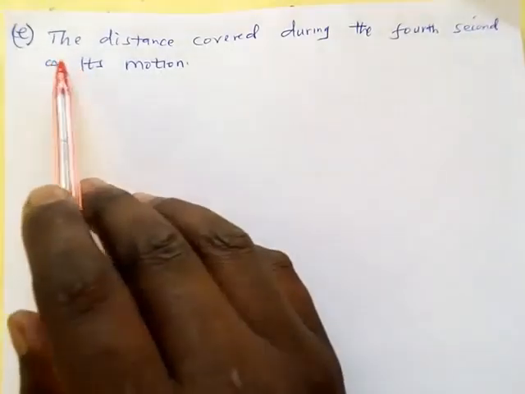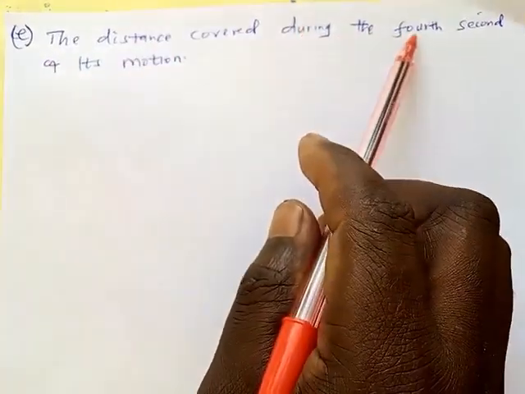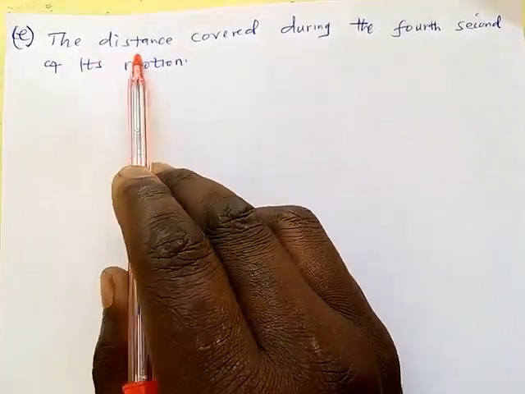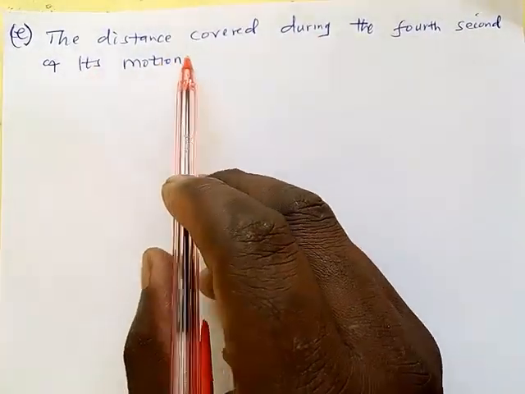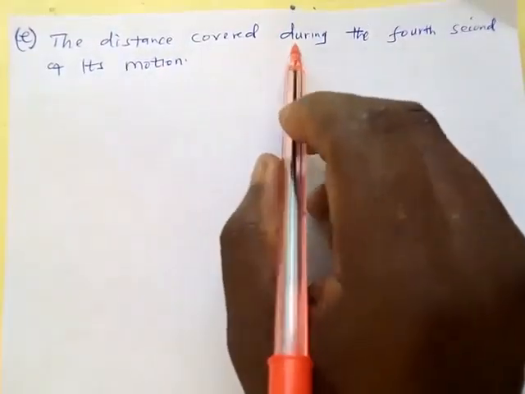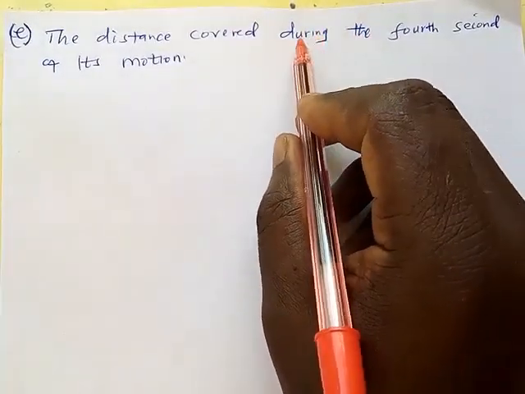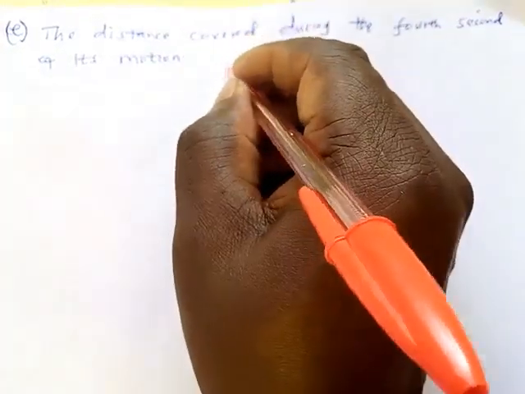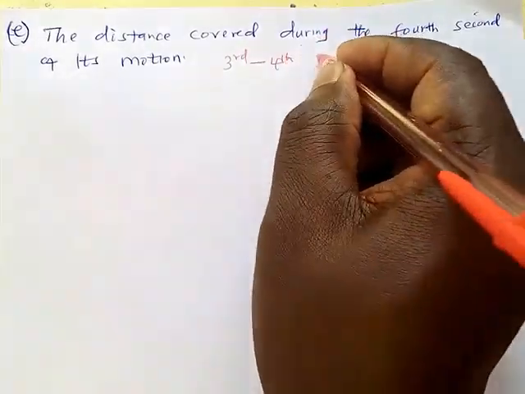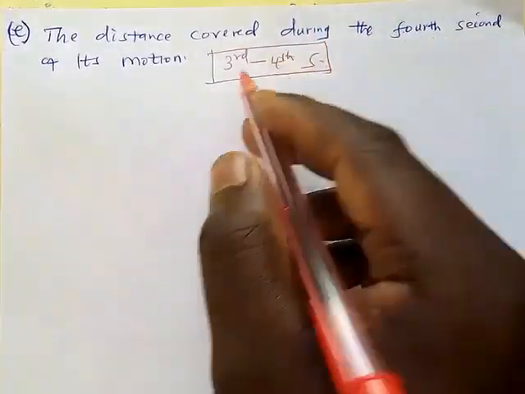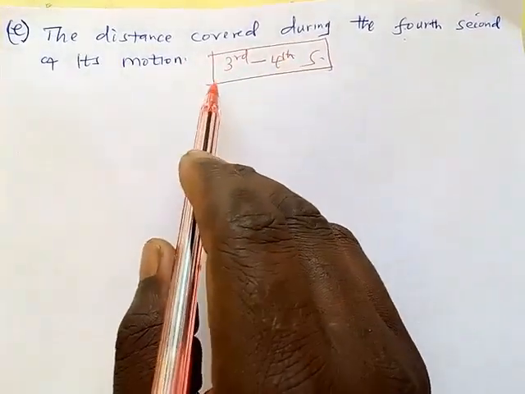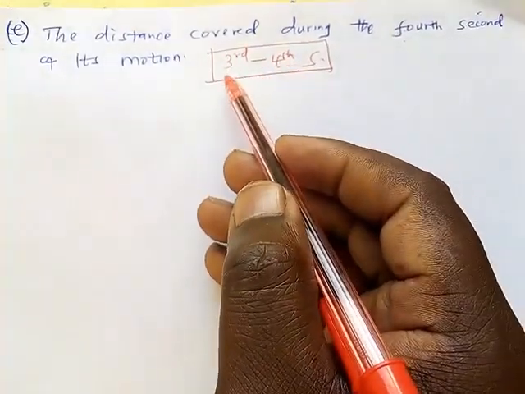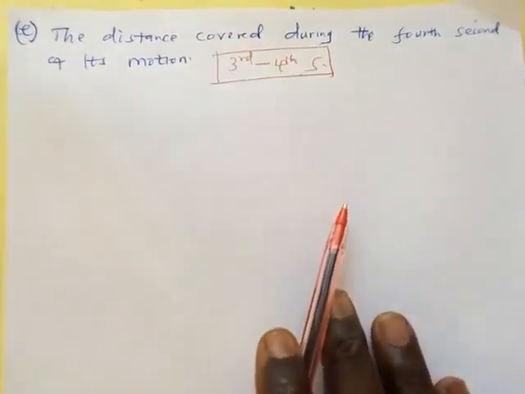Part E of the question is: calculate the distance covered during the 4th second of its motion. The 4th second. Will you start from 0 to 4? No. During the 4th second, it means between the 3rd and the 4th second. That is the only trick you need to know. So you integrate velocity using the limits of 3 and 4 seconds. That's as simple as that.